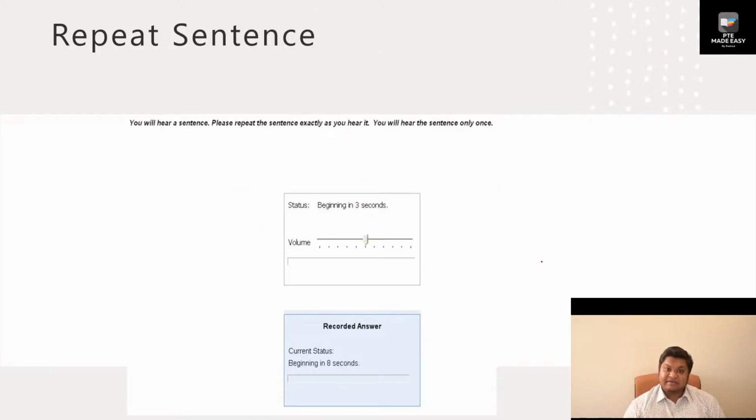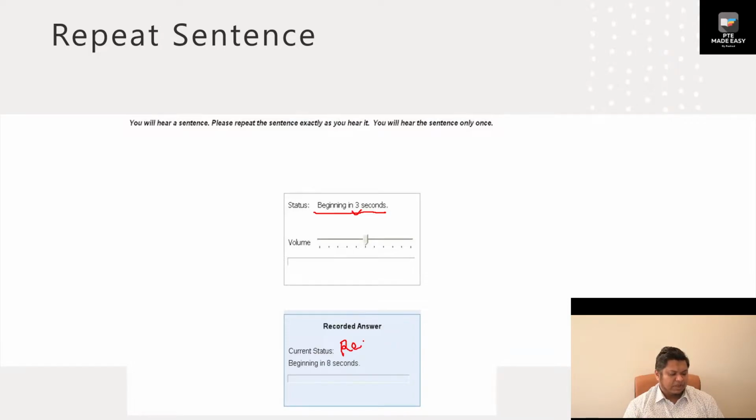Next question type is repeat sentence. This is the screen for repeat sentence. This is the status box of the question. It says beginning in 3 seconds. That means the question will begin in 3 seconds. And beginning in 8 seconds means that if the question begins in 3 seconds, the recording of the question will be 5 seconds.